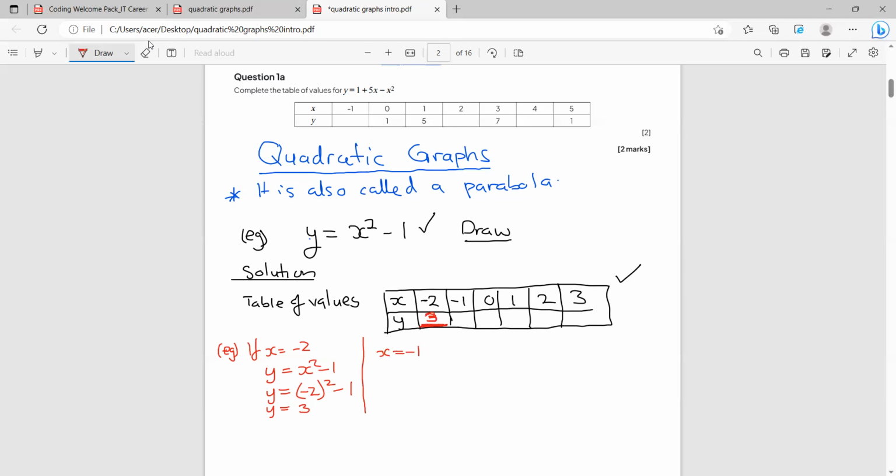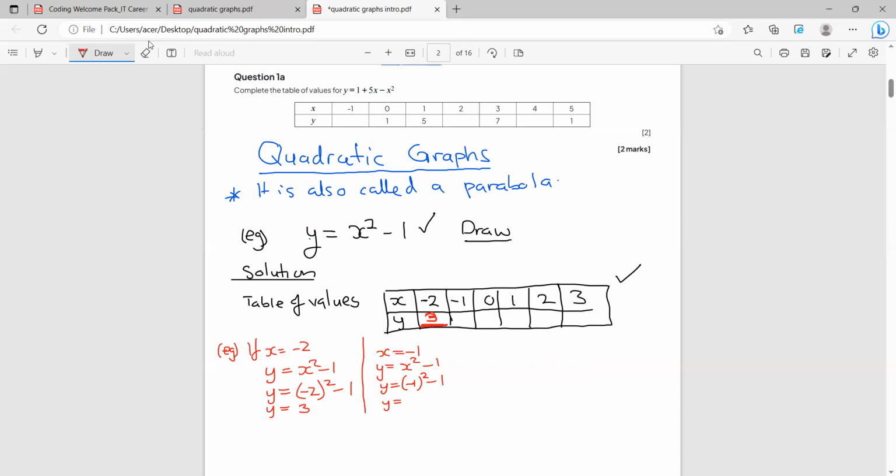Let's do our substitution. Write our equation, y equals x squared minus 1. Then y equals our x value, which in this instance is -1. We replace x with -1, so we have -1 squared minus 1. You don't need to worry once you have this expression. You just need to punch it in your calculator. Make sure you put brackets where I put my brackets. So it's going to be 0.